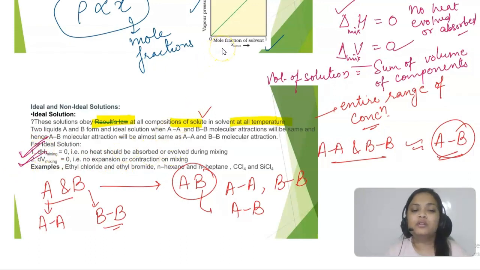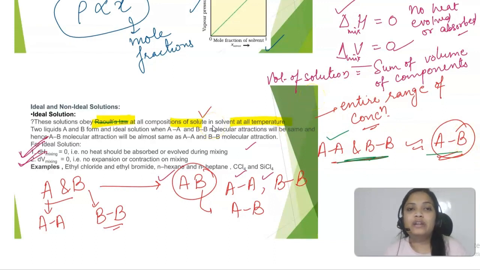are 0. Now you know no solution is ideal, but it can show nearly ideal behavior. For example, the mixture of n-hexane and n-heptane, the mixture of CCl4 and SiCl4, and the mixture of bromoethane and chloroethane are nearly ideal. So please note down all the points I have mentioned regarding ideal solutions in detail. First, that it obeys Raoult's law, then delta H mixing, delta V mixing, then the interactions, the intermolecular attractive forces.